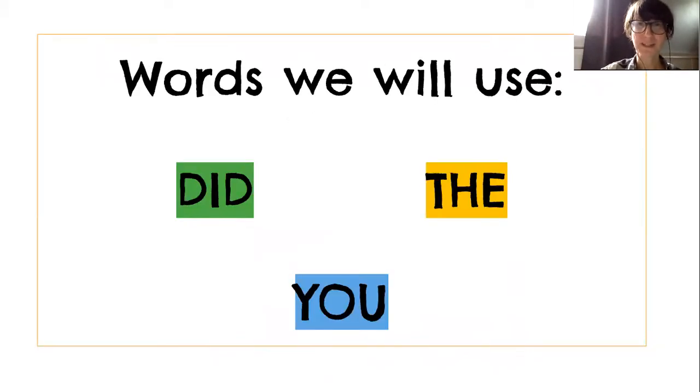So words we're going to see in this book. We're going to see the word in green. That word in green is did. We're going to see the word in yellow, and I think you all know that word in yellow. That word is the. And that final word at the bottom, that word in blue, is the word you. We're going to see the words did, the, and you in this book.